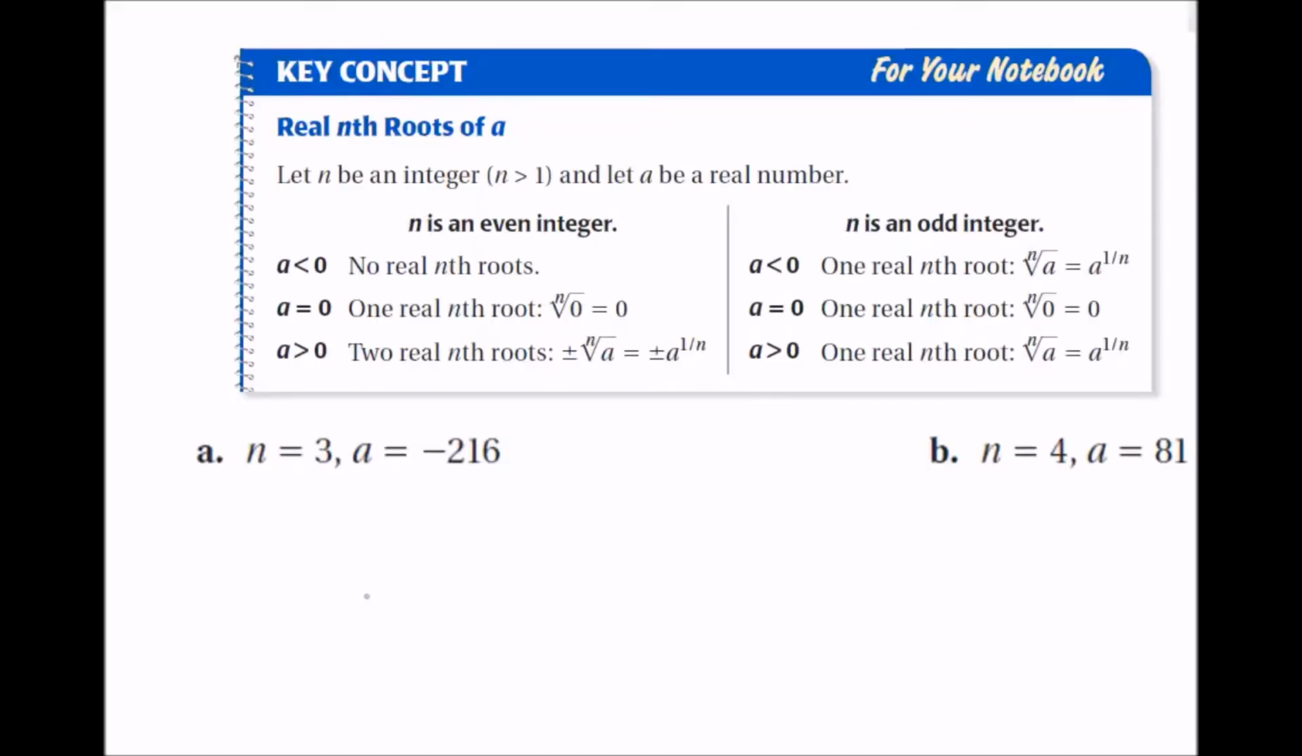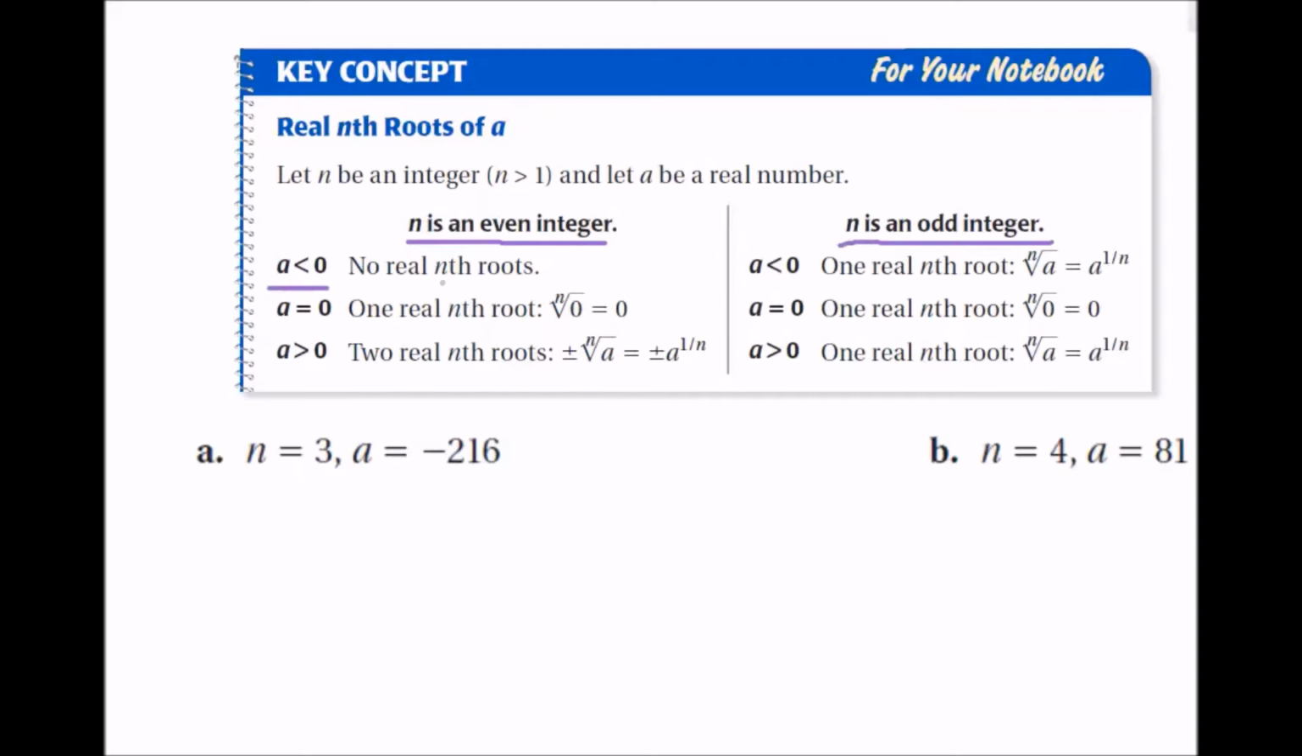The first concept is finding the real nth root of a, and I just ripped this out of the textbook. It says let n be an integer where n is greater than 1, and let a be a real number. So there are two situations. n could be an even integer, or n could be an odd integer. And what you need to do is look and see what is a.